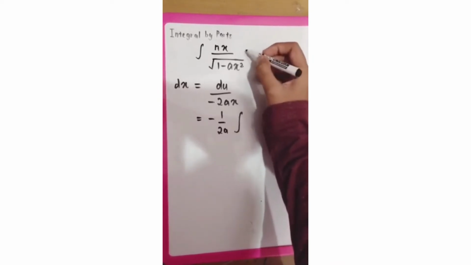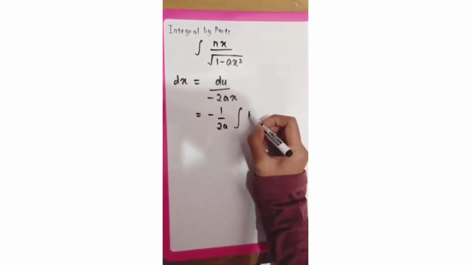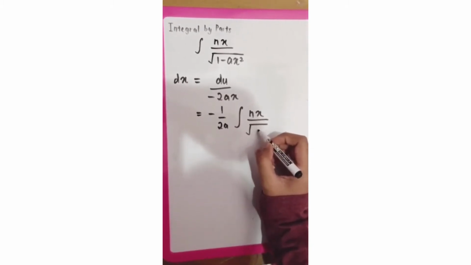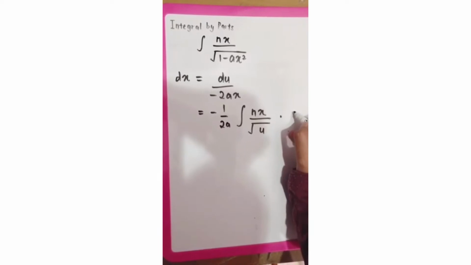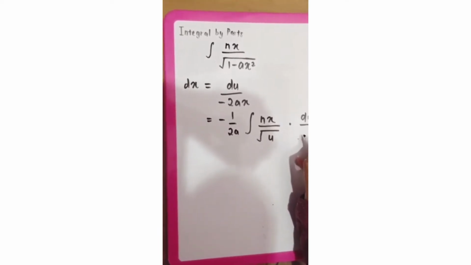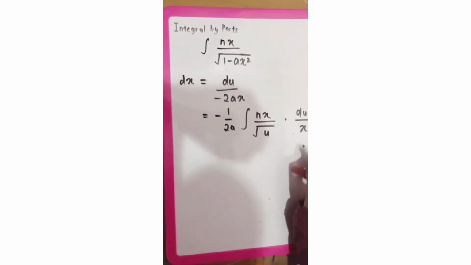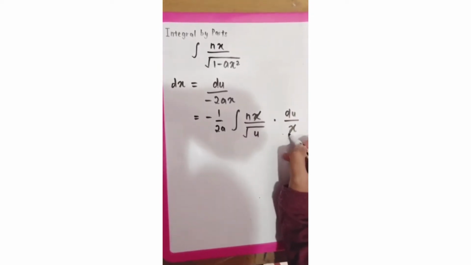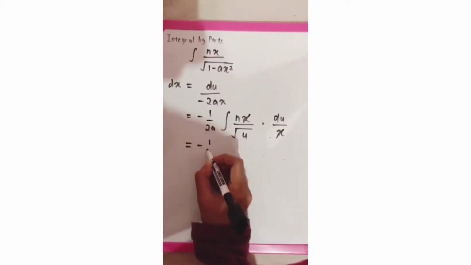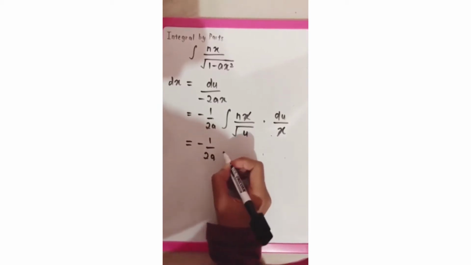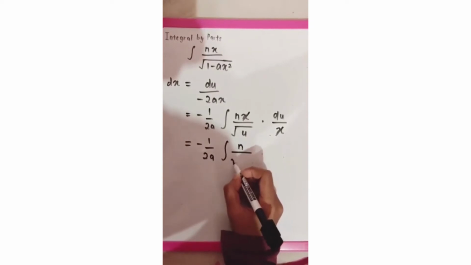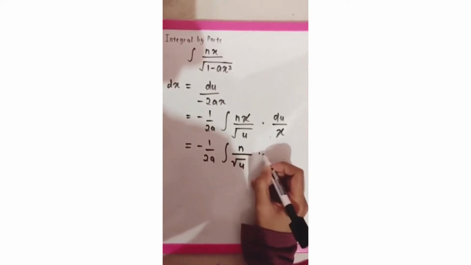So we just put it back, nx over square root of u, the dx. The dx will be du over x. So we just cancel out the x. Then we will get -1 over 2a and n over the square root of u du.